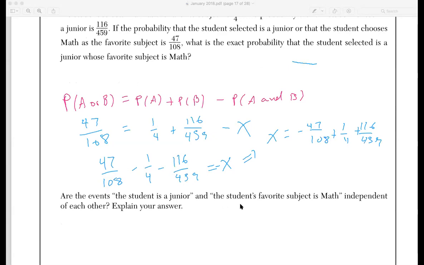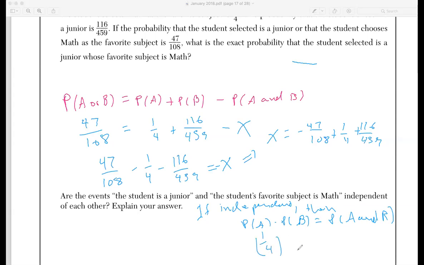Are the events the student is a junior and the student's favorite subject is math independent of one another? There's a test for independence. If independent, then probability of A times the probability of B equals the probability of A and B. So what you would show is that the probability of A, which is 1/4, times the probability of B, 116 over 459, you would show that that doesn't equal whatever that X value is that you got up there. And that's the answer.